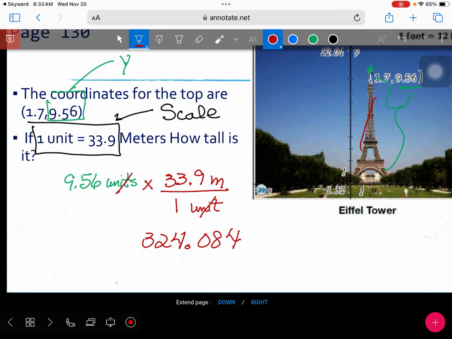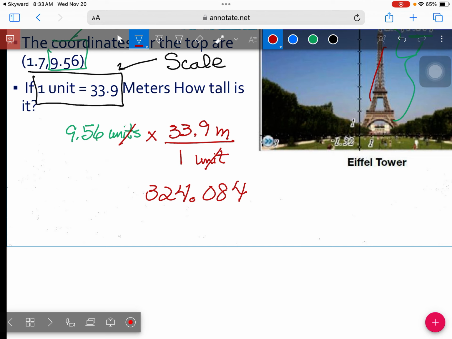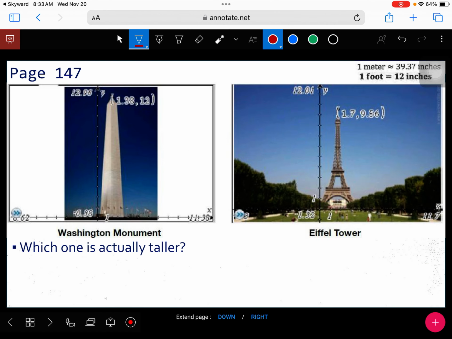Which digit's in the hundredths place? 8. Look next door. Is it 5 or more? No, so it is going to stay the same. So 324.08. What is the units on this? Meters, right. So the Eiffel Tower is 324.08 meters. Let's see what the next slide looks like.